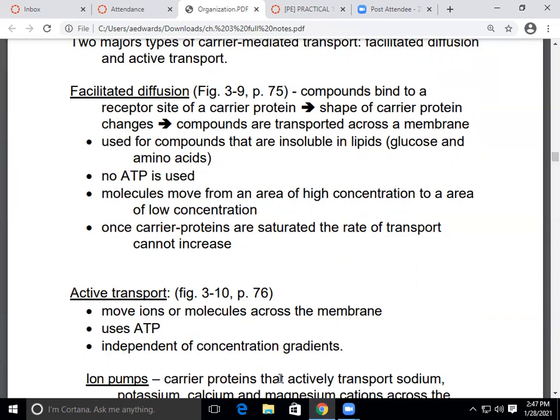This is passive, so you don't need any ATP, okay? So the molecules are going to go, again, because it's passive, from a high concentrated area to a low concentrated area. And once your carrier proteins get saturated, you've reached the limit of how fast your transport can go, okay? So once you hit that limit, that's it, because there's only so many spaces available. All right.